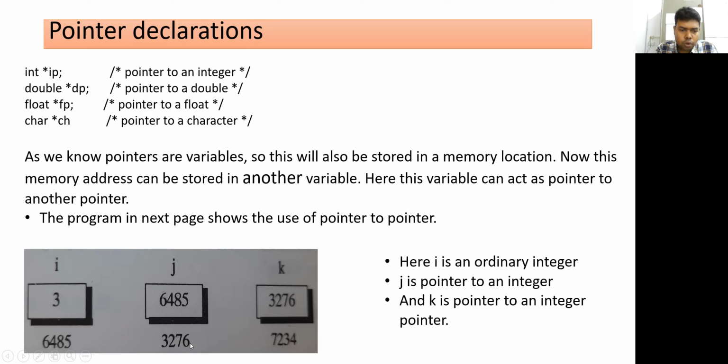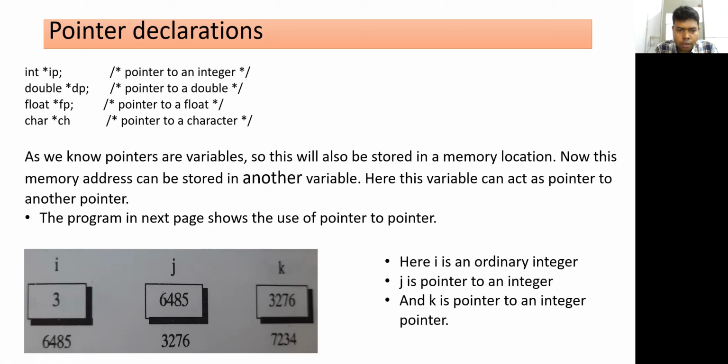Now we can have another variable which will refer to this particular memory location. If the variable k is storing this value, 3276, this memory location, then we say that k is a pointer to a pointer. This is also possible. Previously we have seen pointer to integer, pointer to character, and so on. Similar to that, pointer to a pointer is also possible.